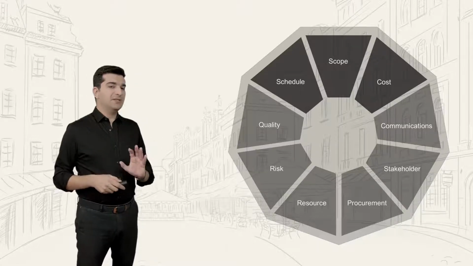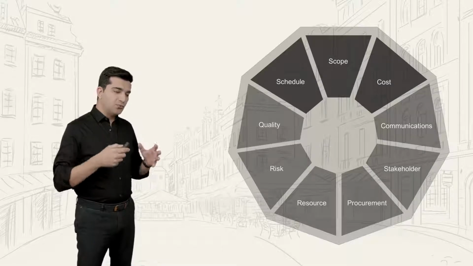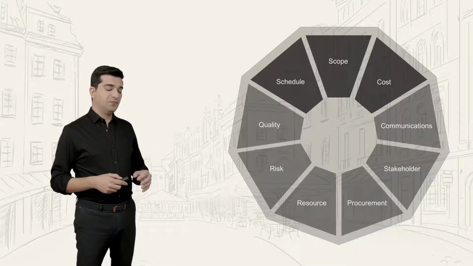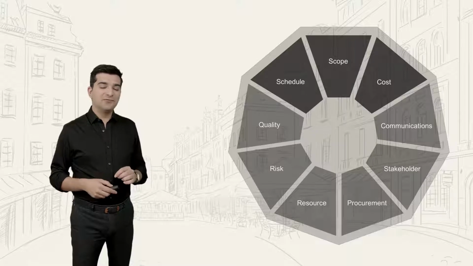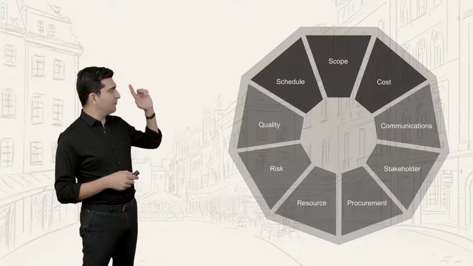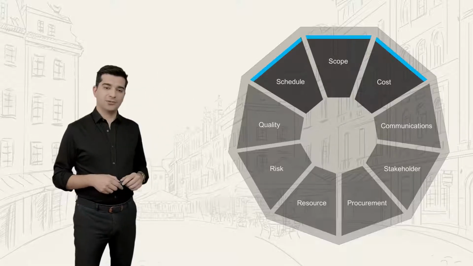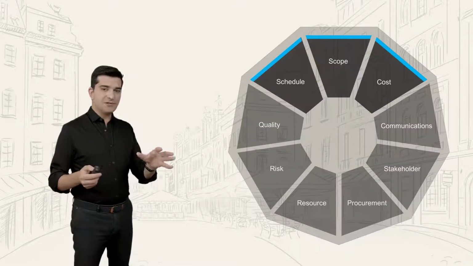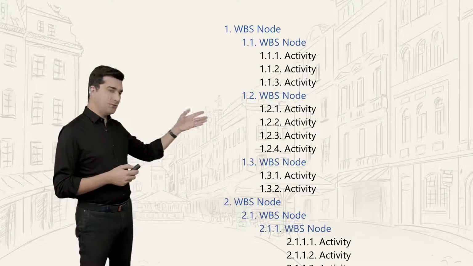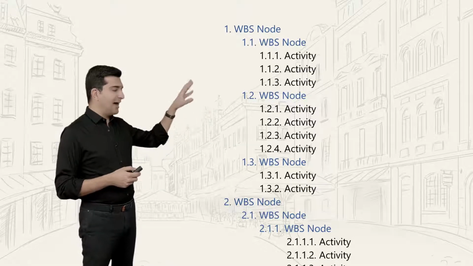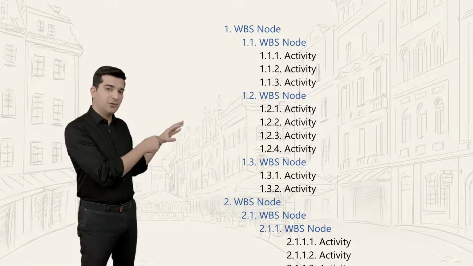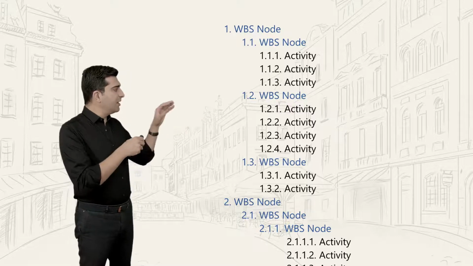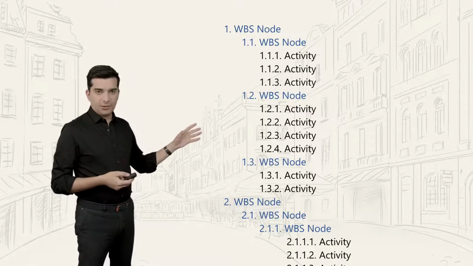Now, what happens here is that when we want to run the project, the main baselines that we need for performance are for scope, time, and cost. Those three together. And what we have is very simple. It can be something like this. Remember the list of all activities inside our WBS? It shows us the scope of work.